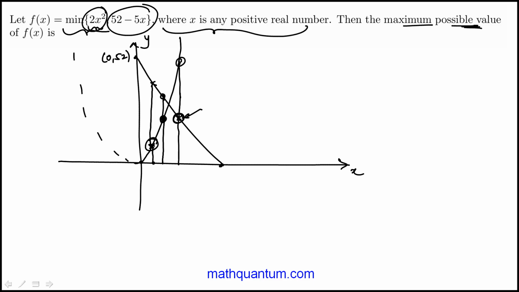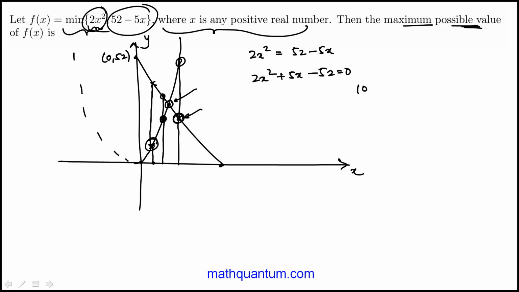Now we're trying to maximize, and you'll see that the point we're interested in is where they intersect, because in all of the cases the value of f of x would be below that. So we really just need to find the point of intersection of these two functions. And that gives us this quadratic.